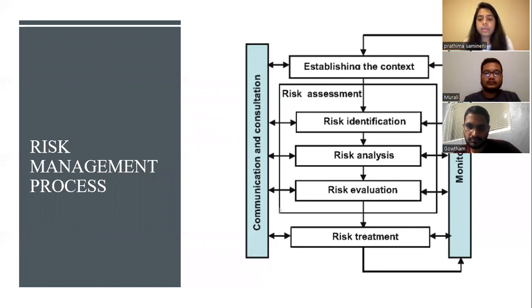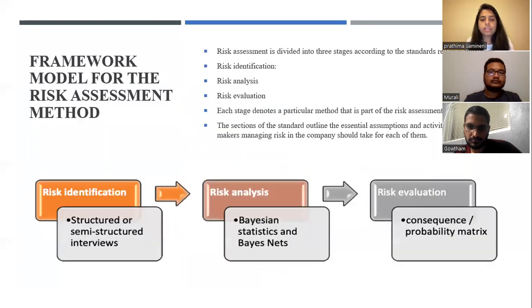The last one is risk treatment, changing the amount and probability of both positive and negative impacts in order to generate a net profit increase. So this is the process which is represented in diagrammatic form. Coming to the next slide, which is a framework model for the risk assessment method.